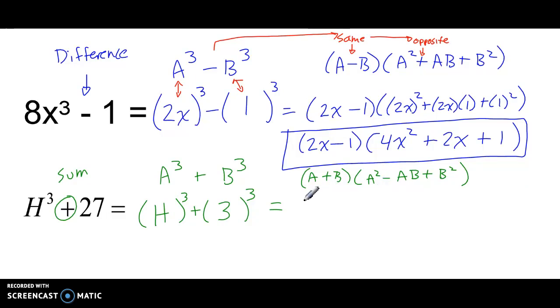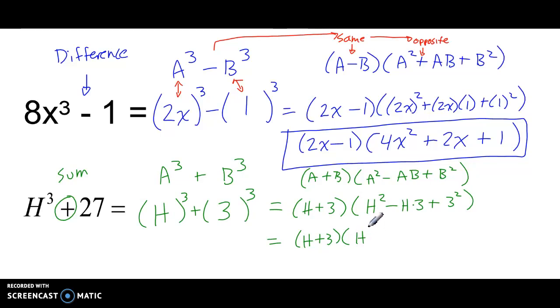So plug in for a, the letter h. Plug in for b, the number 3. A plus b will be h plus 3. This will be h squared. This will be h times 3, but that's not the right way to write that. And this will be 3 squared, but that's not the right way to write that either. So make sure you clean things up and write them in proper mathematical notation. 3h, not h times 3, and 9, not 3 squared.